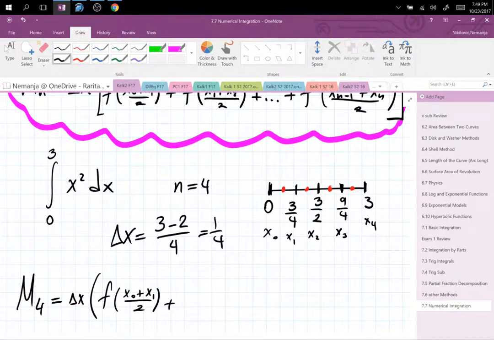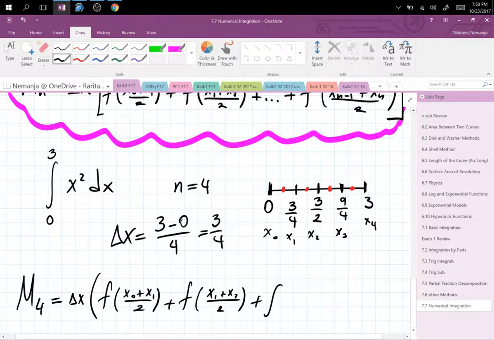Why is it 3? Oh, yeah, you're right. It's 3 minus 0. It's 3/4. Thank you. Yes, 3/4, because I'm rushing. That's one. So we have delta x, we have the partition, and now we have to find all of the midpoints. So we write out the formula real quick, plug numbers in, and we're done.